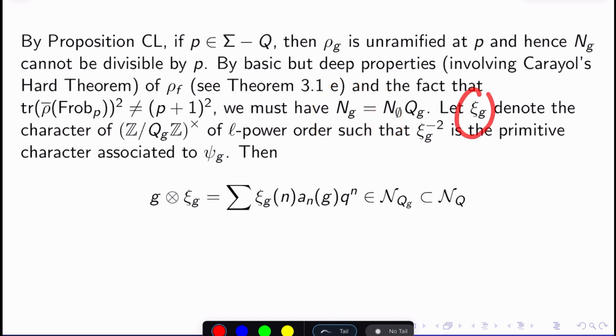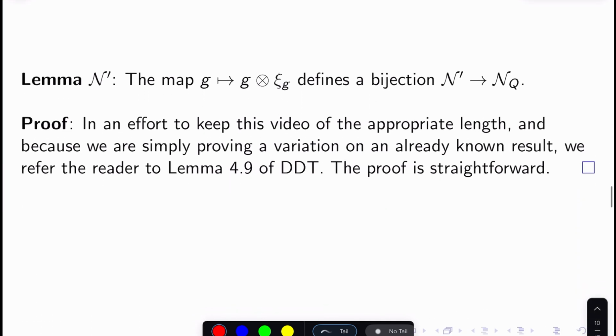We'll let c_G denote the character of (Z/q_G Z)^× of l-power order, such that c_G^{-2} is the primitive character associated to ψ_G. This is kind of similar to some things we did earlier in this chapter. Then G tensor c_G is the sum of the c_G(n) times a_n(G) q^n, which is in 𝒩_{Q_G}, which is in 𝒩_Q. Okay, so continuing, we need a new lemma.